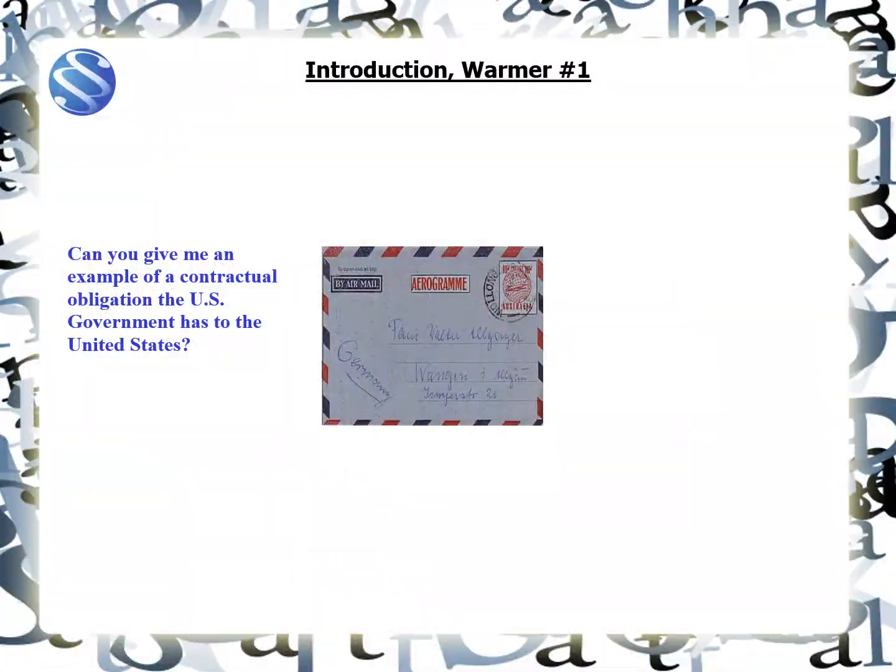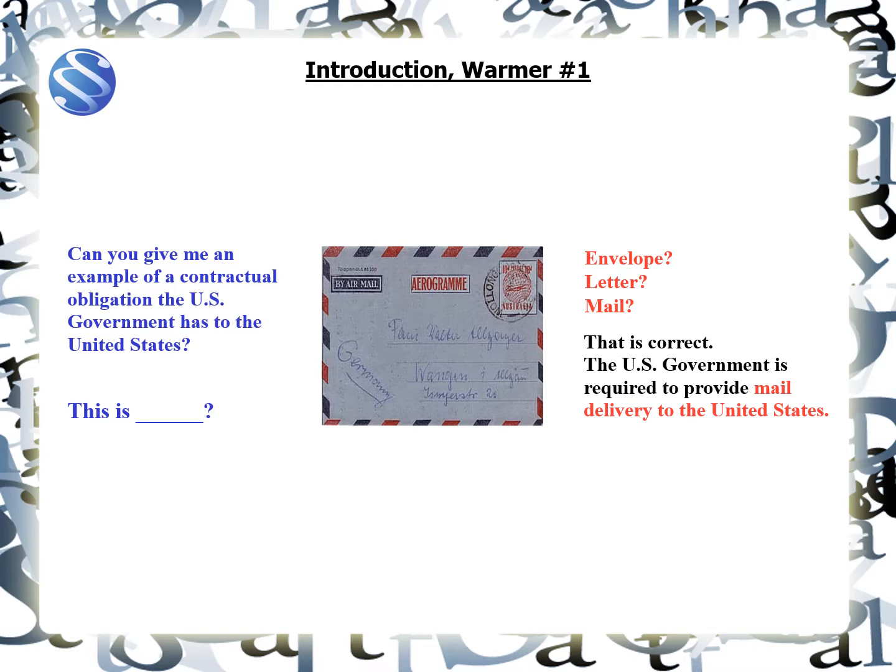Can you give me an example of a contractual obligation the U.S. government has to the United States? This is an envelope, a letter, mail. That is correct. The U.S. government is required to provide mail delivery to the United States. Why?